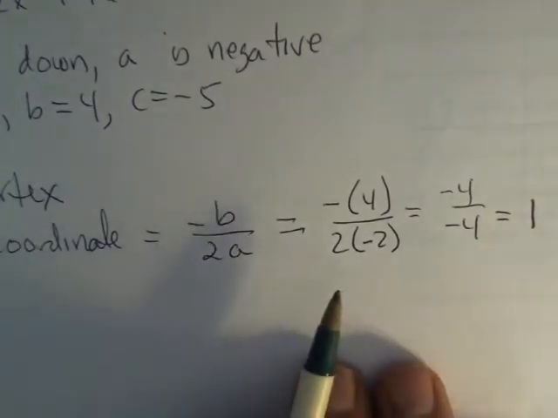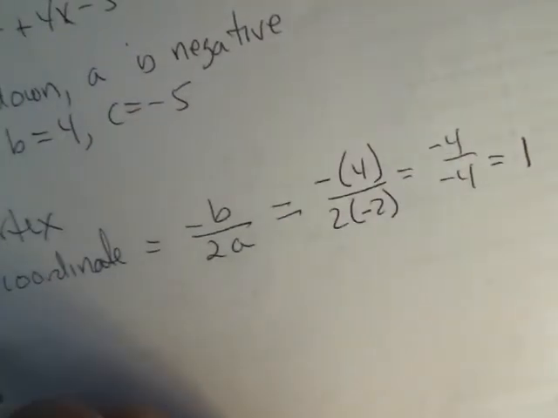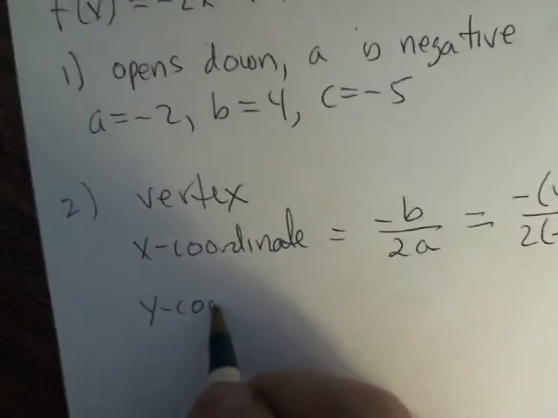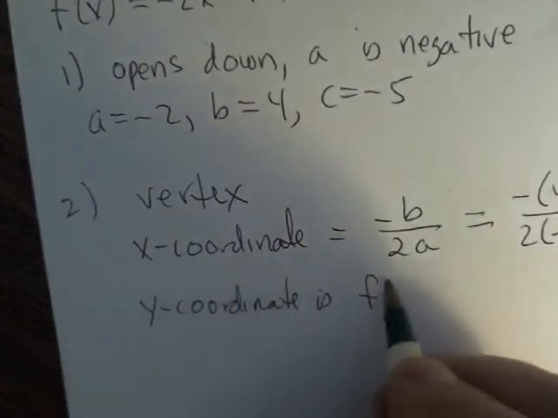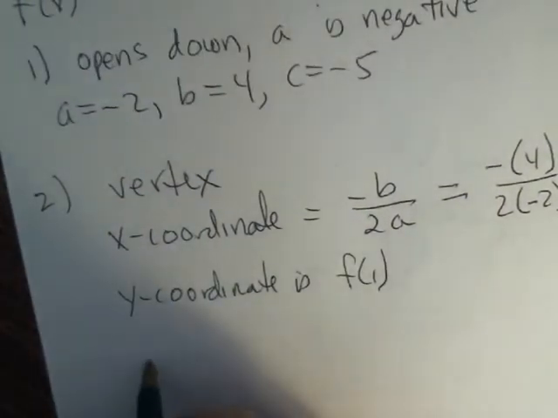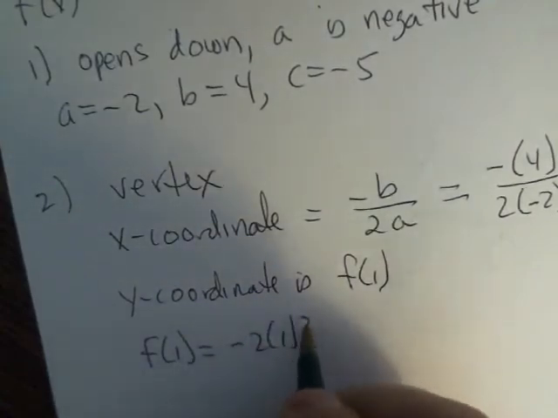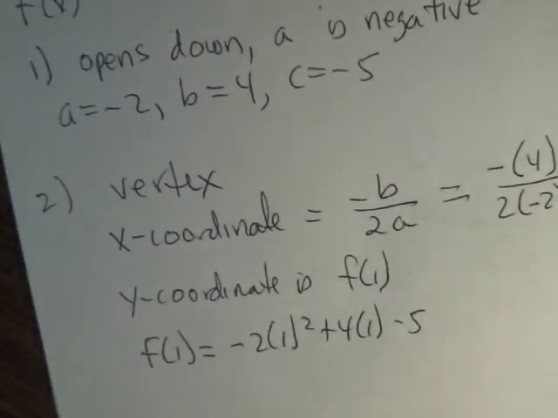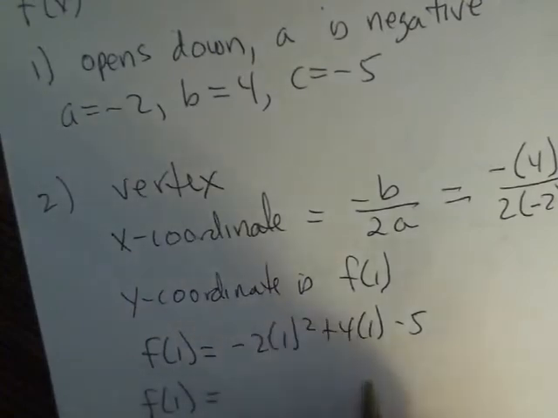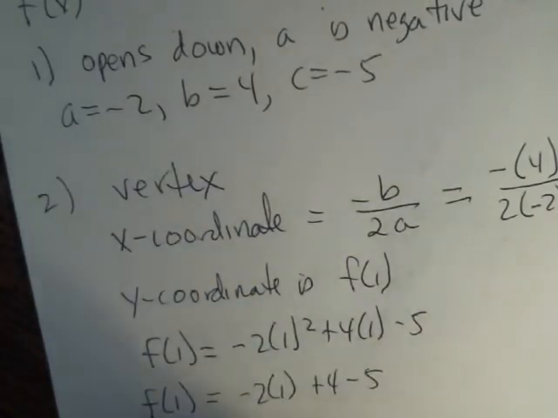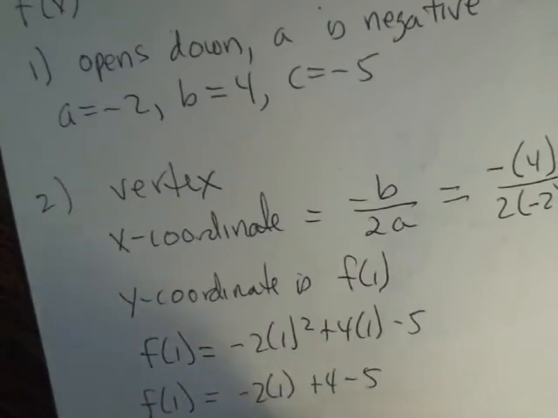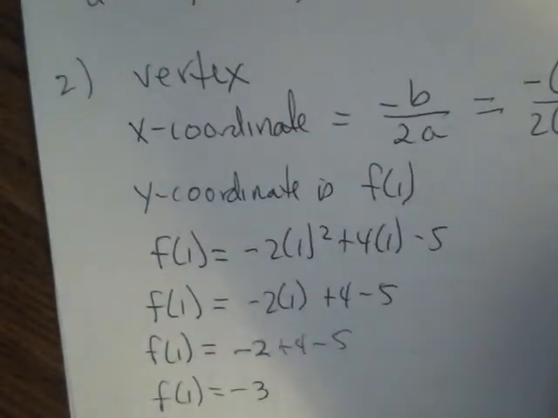Once you know x, you always think of your table of values. Always think of your table of values. And you can even keep track of your points that way if you want to. Now, your y coordinate is f of 1. So remember, square the 1 first, then multiply it by -2. If I do all that, I get -2 plus 4 minus 5, which is -3. So f of 1 is -3. So again, you can keep track of your points.